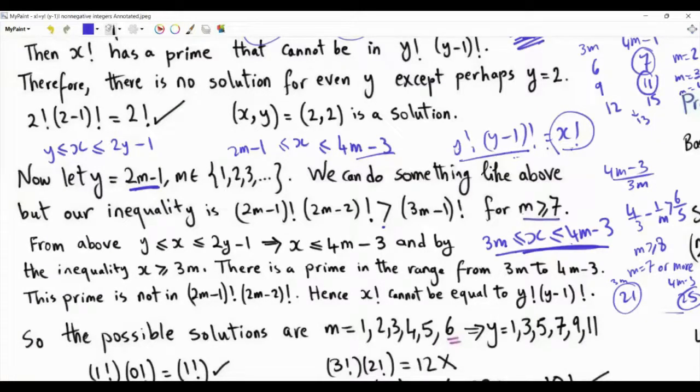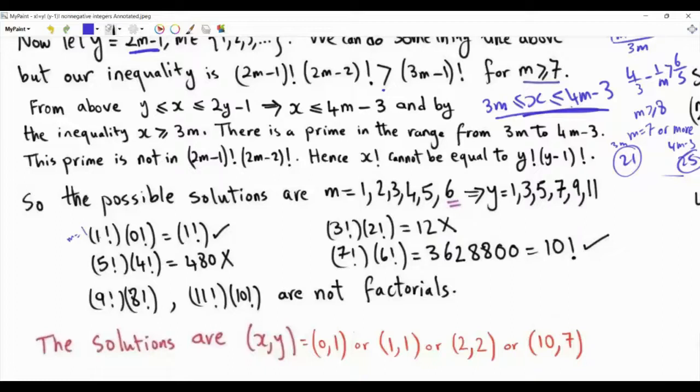So m is any positive integer between 1 and 6. And for this range, we can just do it by brute force. When m is 1, we get a solution that we already have. When m is 2, it will not work because the product 3 factorial times 2 factorial is 12, and 12 is not a factorial. When m is equal to 3, again, we have failure. When m is equal to 4, and so y is equal to 2 times 4 minus 1, so y is equal to 7, then we get 7 factorial times 6 factorial, which is exactly the factorial of 10. When m is 5 and m is 6, again, we will not get results.